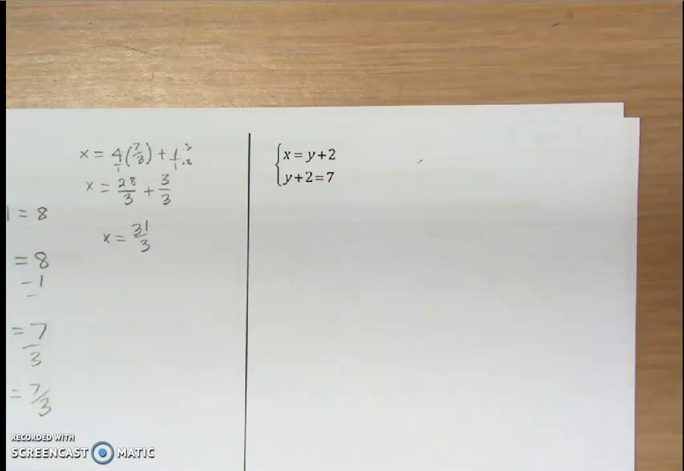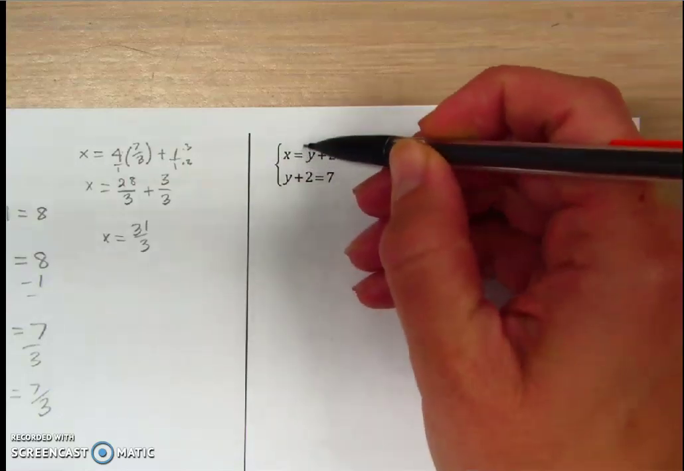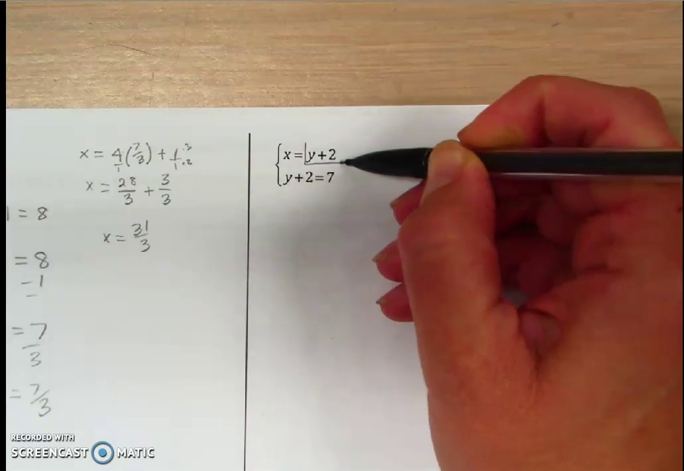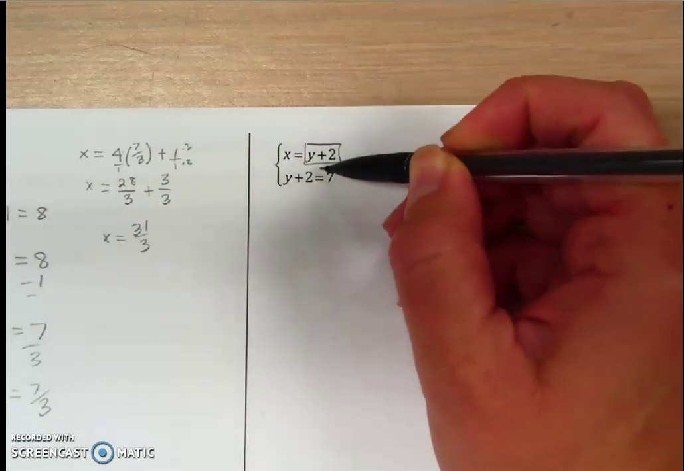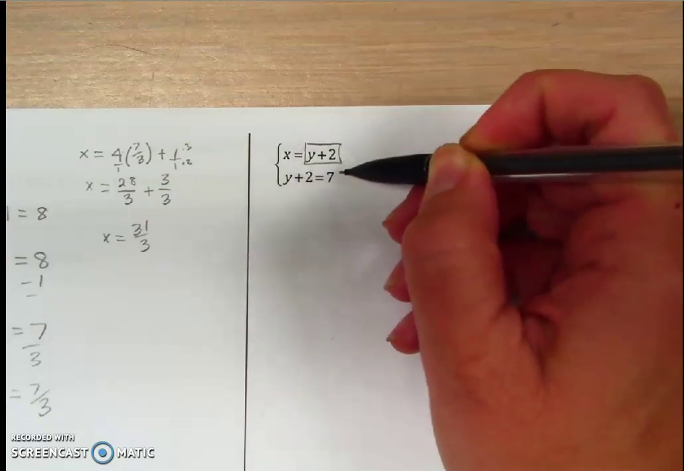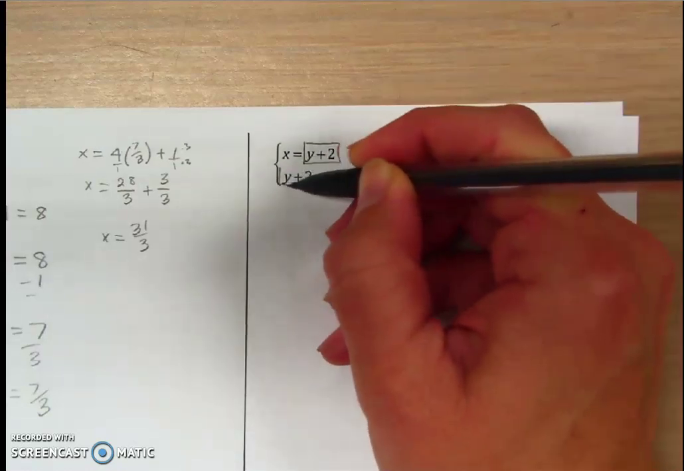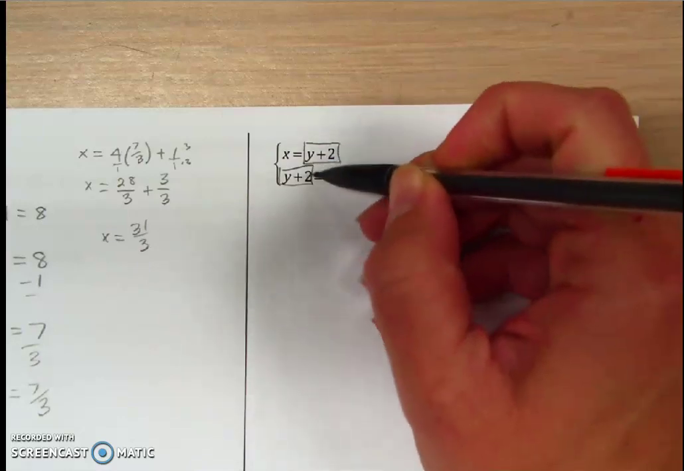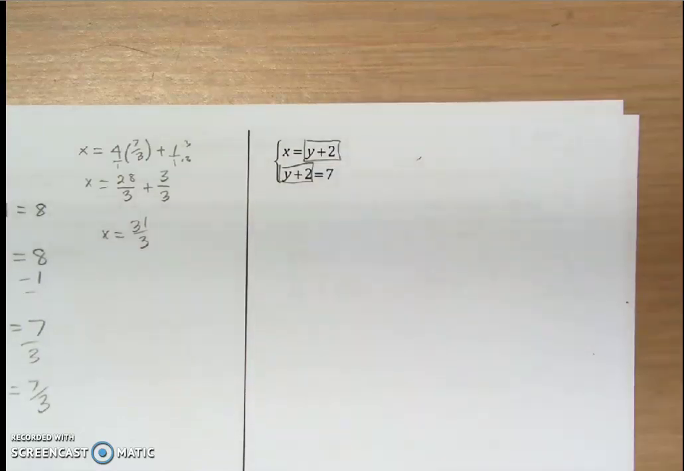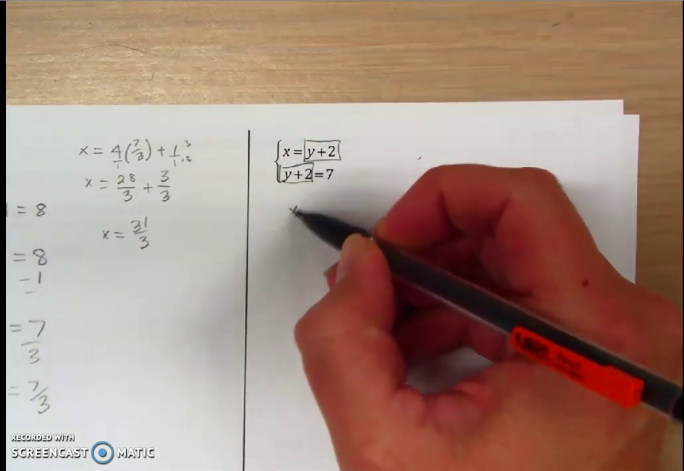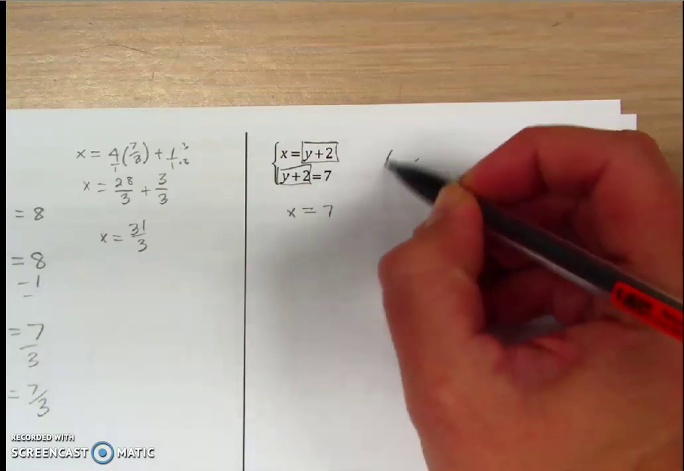Let's go ahead and try the next one. I see x equals something. X is equal to y plus 2, and y plus 2 is equal to 7. Well, don't these match? Y plus 2 and y plus 2? Oh, we found a match. We can exchange those out and just write that as x equals 7. Well, that's an easy one.